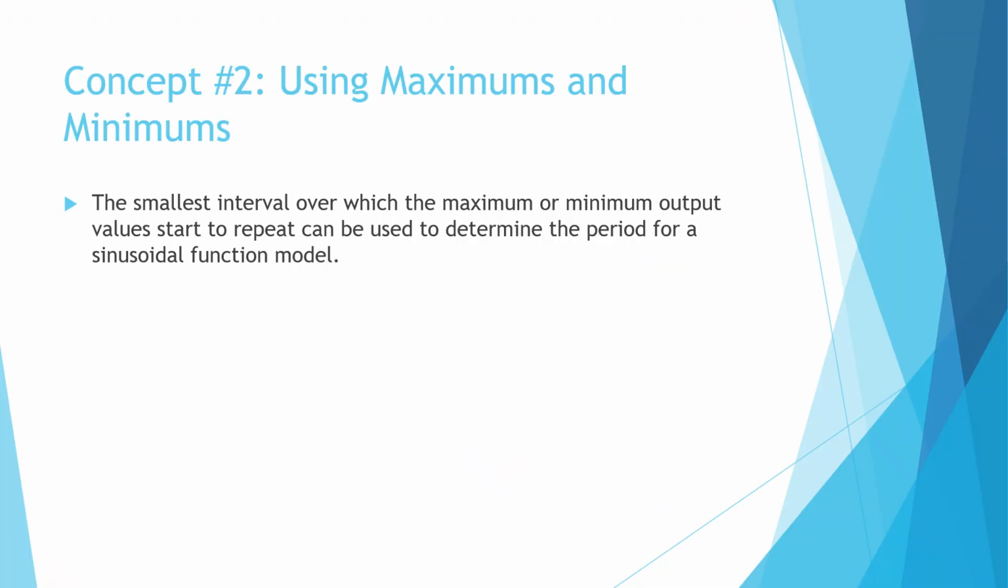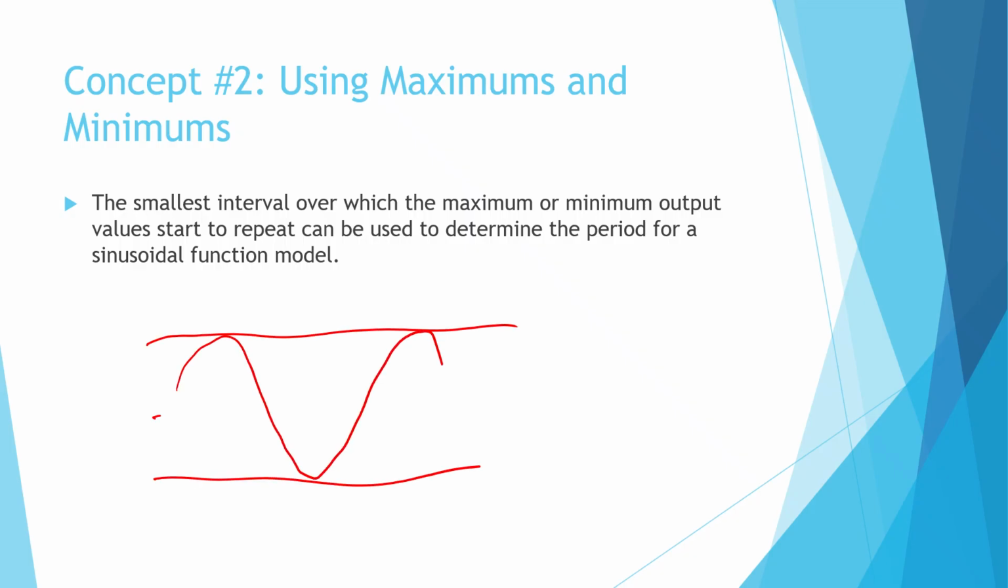All right, concept number 2 is using maximums and minimums to our advantage. The smallest interval over which the maximum or minimum output or y values start to repeat can be used to determine a period for a sinusoidal model. We kind of already know that, right? When we were looking at that bell ringer today and we wanted to figure out how long our period was, we looked at F, G, J, K to P. Like, what is the distance from point F to P, which is the distance from maximum to maximum?